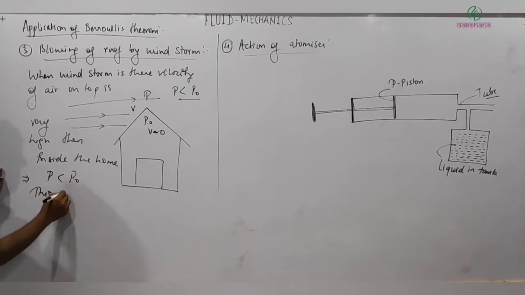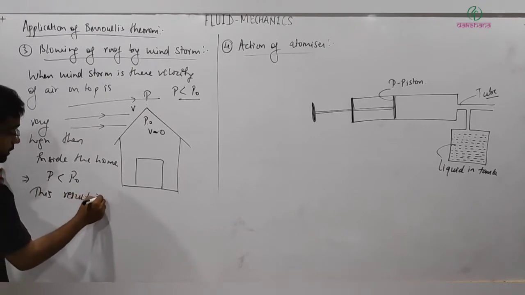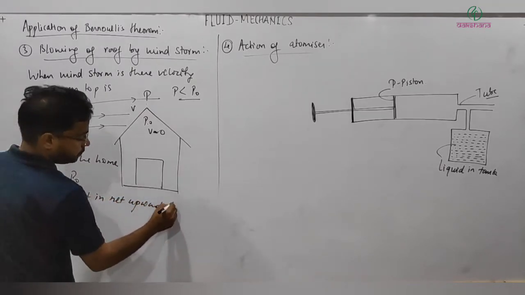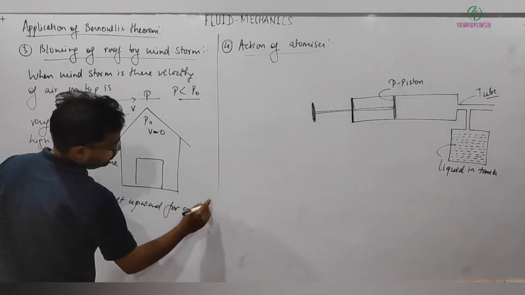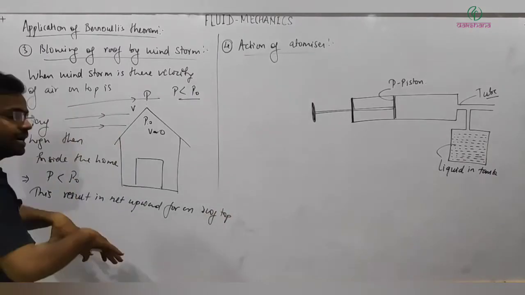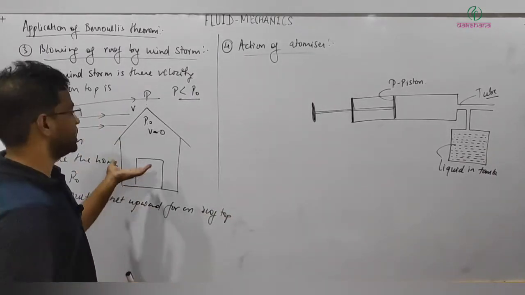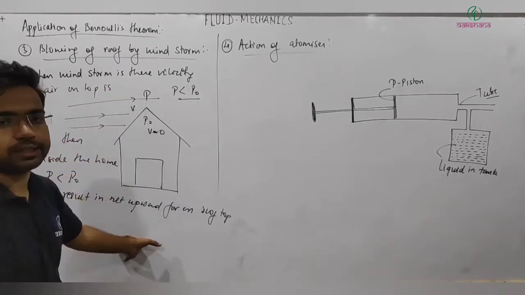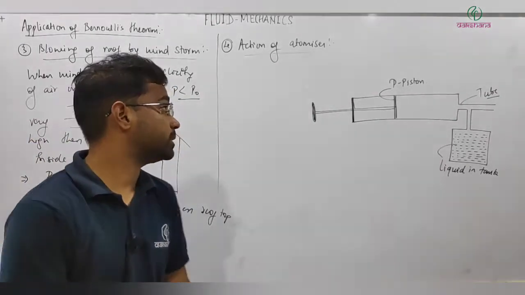This results in a net upward force on the rooftop, and because of that the rooftop sometimes blows off, it simply moves out of this home. So this is how we can understand it with the help of Bernoulli's principle also.